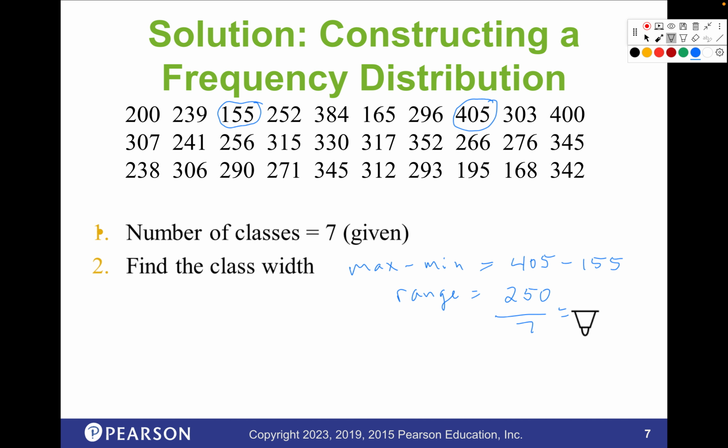And I use our NumWorks. I'll show you the NumWorks probably in 3 because we're going to use it a lot. But for here, I'll just do it this way. 250 divided by 7 gives us 35.71.